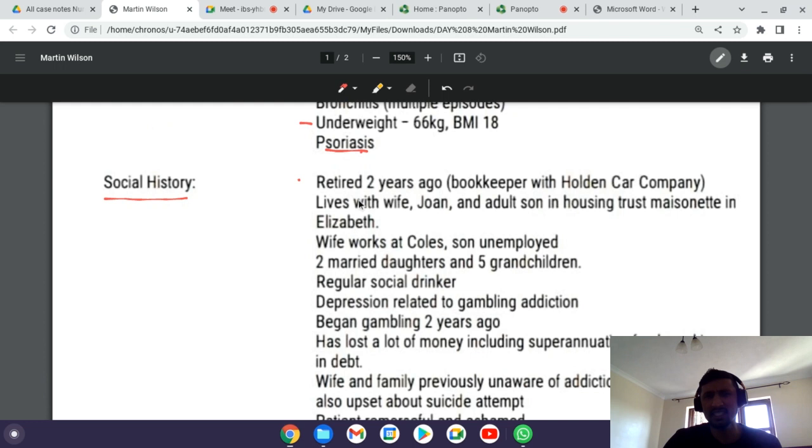Because it is social history, isn't it? It is social history that may be relevant later. So consider it as semi-relevant at present, and then we will discuss. Move on, and we'll find out whether it is relevant or irrelevant. Okay, so: lives with wife Joanne and adult son, housing trust magnate in Elizabeth.